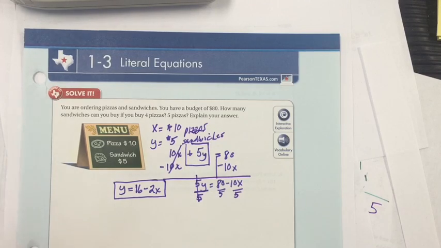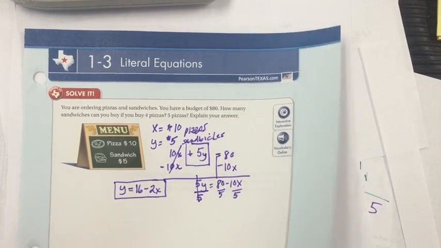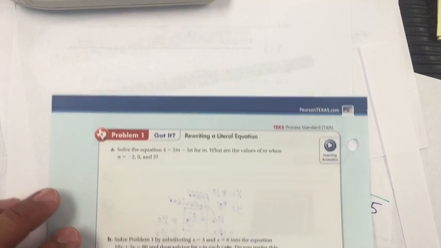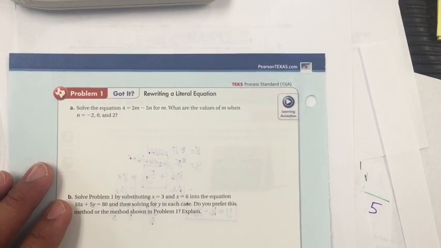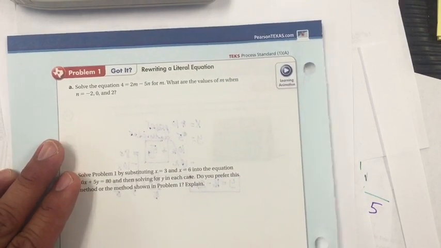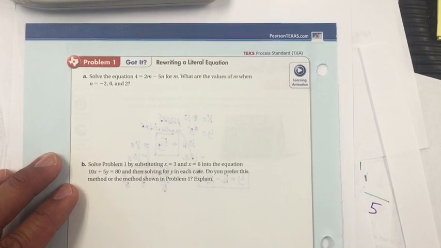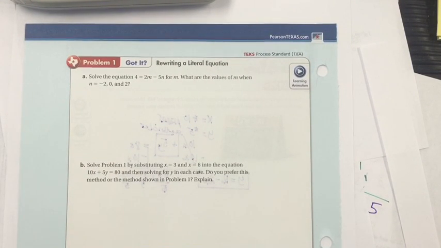Okay, let's turn to page 14. So turn the page over. And we have a problem up there under letter A, problem 1. Solve the equation 4 equals 2m minus 5n for m. What are the values of m when n equals -2, 0, and 2?